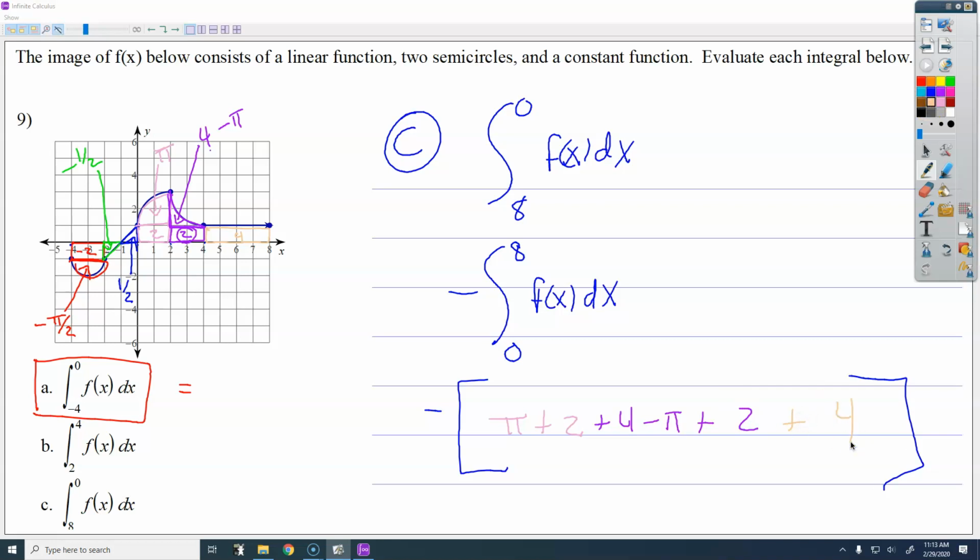So let's go ahead and combine all those together. First of all, notice the pi's go away, and then we have 2 plus 4, 6, plus 2 more is 8, plus 4 is 12, and we have a negative in the front, so the final answer to that one would be -12.